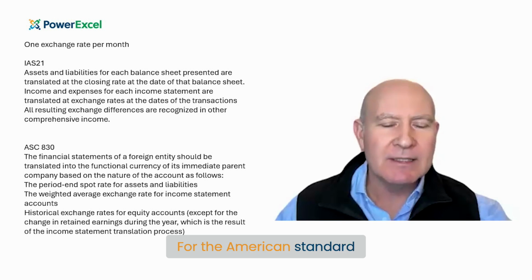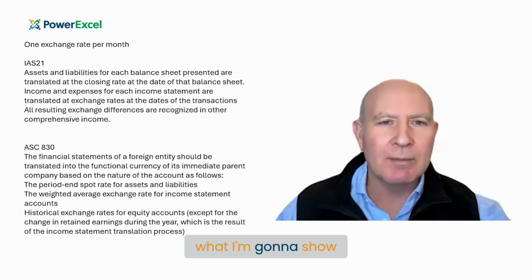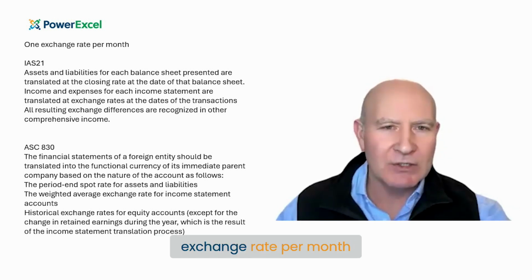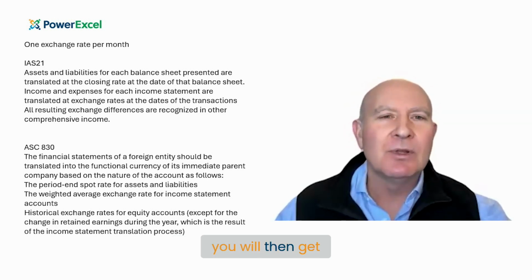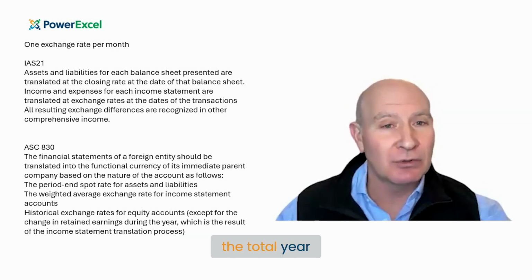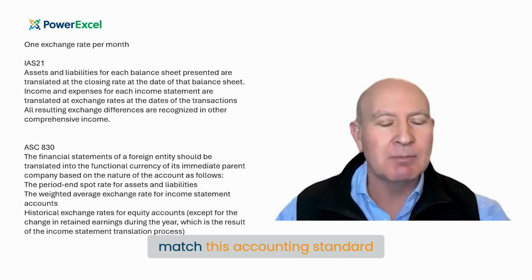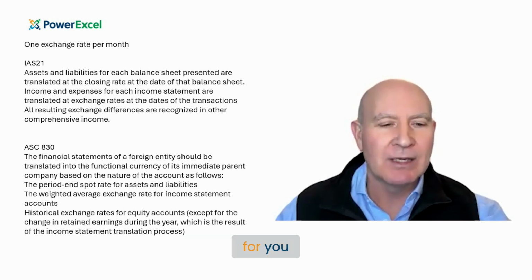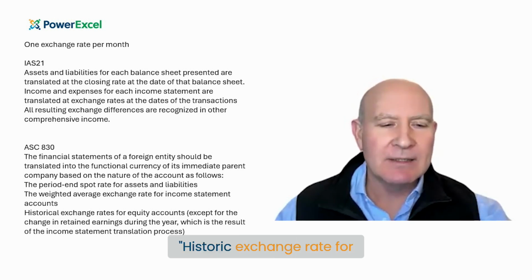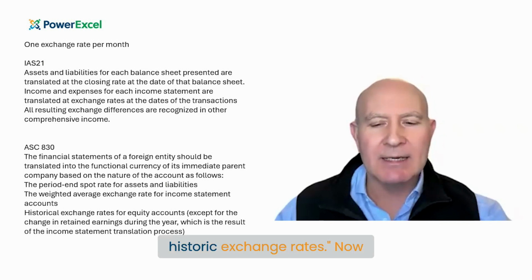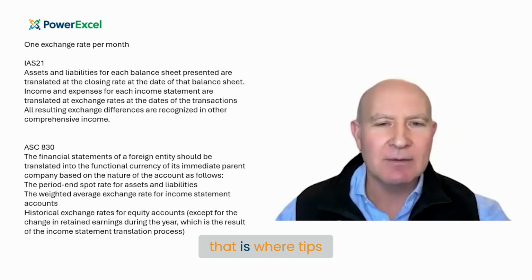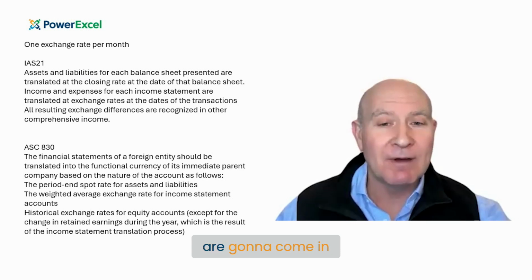For the American standard, where it says weighted average, what I'm going to show you is that if you keep one exchange rate per month for each month of a year, you will then get a weighted average for the total year. And I believe it's going to match this accounting standard for you. And then finally, it says historic exchange rate for the equity accounts needs to be maintained at historic exchange rates. Now that is where tips number 4 and 5 are going to come in.